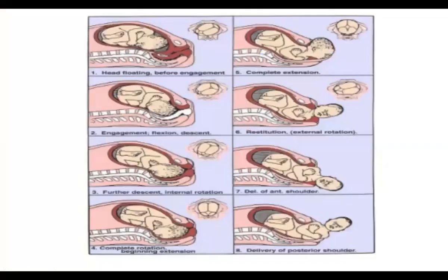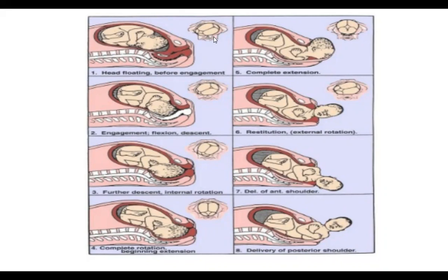This is another diagram: head floating before engagement, engagement, flexion, descent, then further descent, internal rotation, complete rotation, beginning extension, then complete extension, restitution, then anterior shoulder delivery and delivery of the posterior shoulder. So that is in short the concept. That is what we have seen about how the events take place.